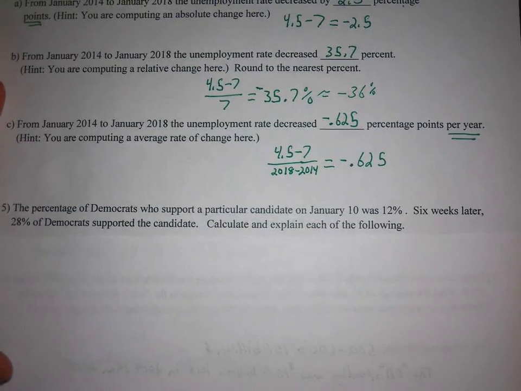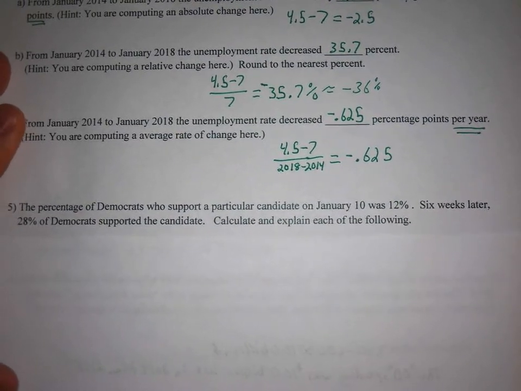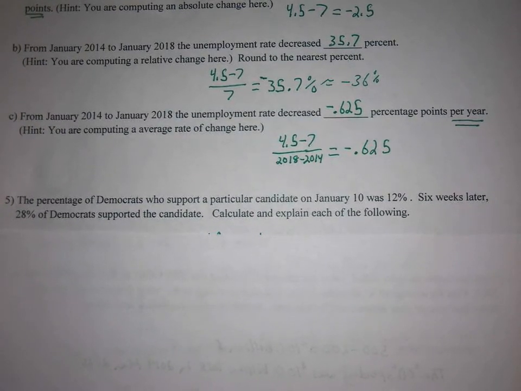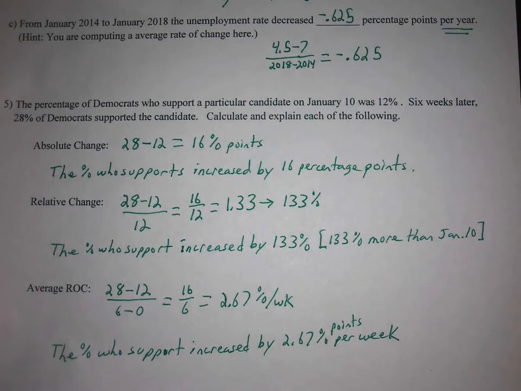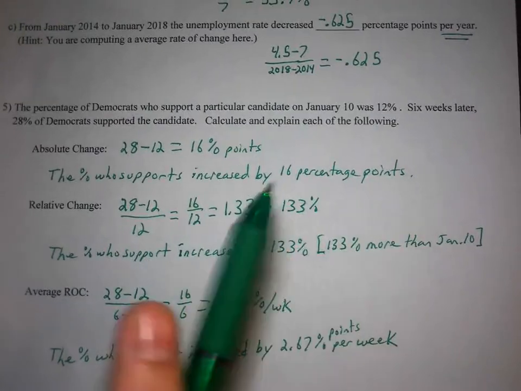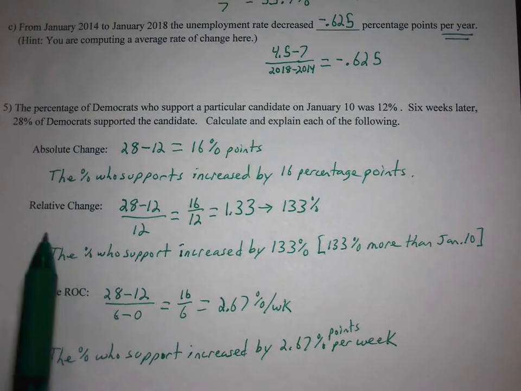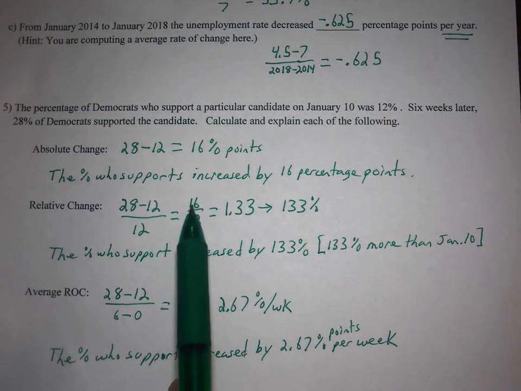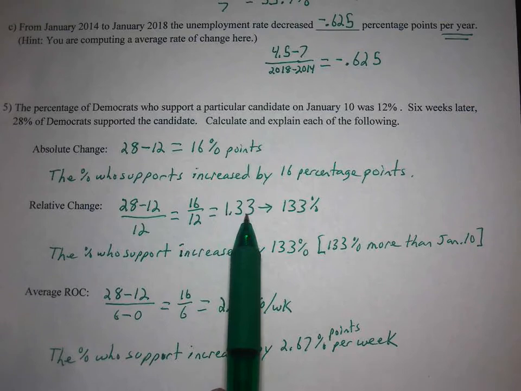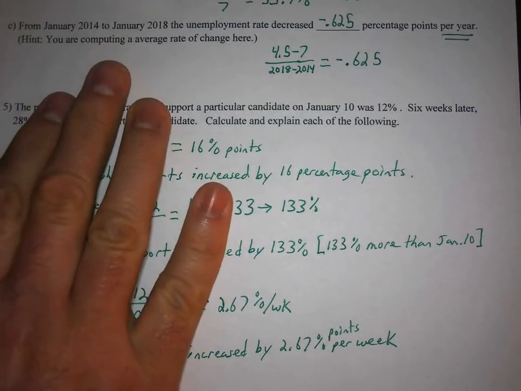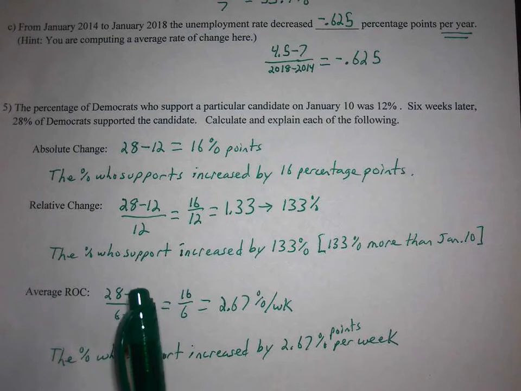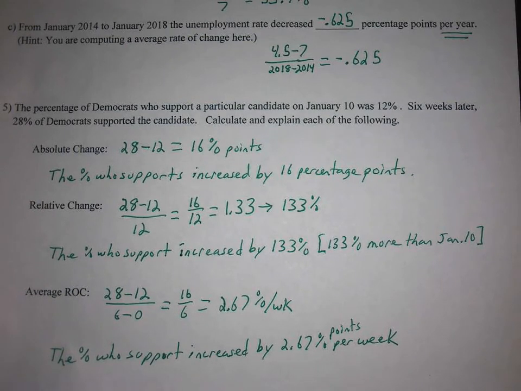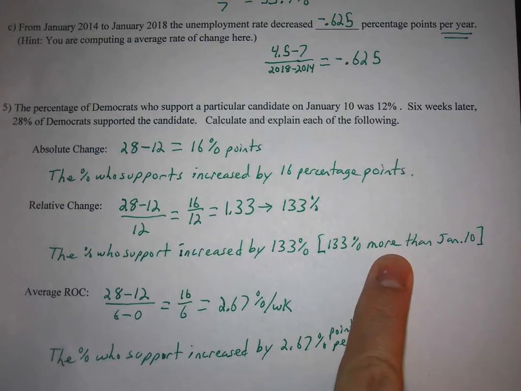Okay, so taking that example, apply it to number 5, and we are getting very long in the video, so I'm just going to tell you to pause the video, and then I'm going to show the answers, and I'm not going to explain too much on them. Okay, so absolute change, final minus original, is 16 percentage points. Relative change, this one's a little bit different because notice what happens when you do this division, you get 1.33. Well, if you just got 0.33, that'd be 33%, wouldn't it? So that 1 means 100%. So the percent who support increased by 133%. Or you could say 133% more than on January 10th.